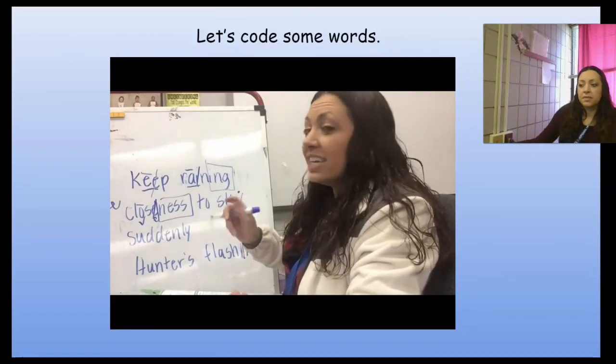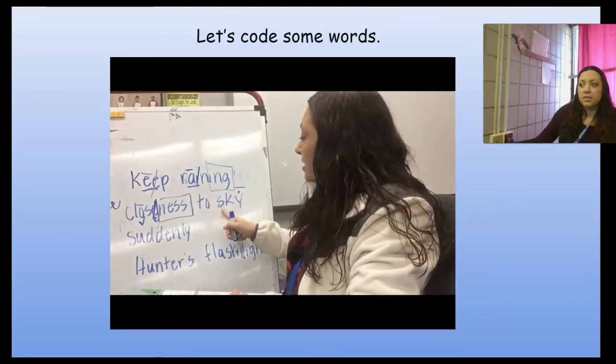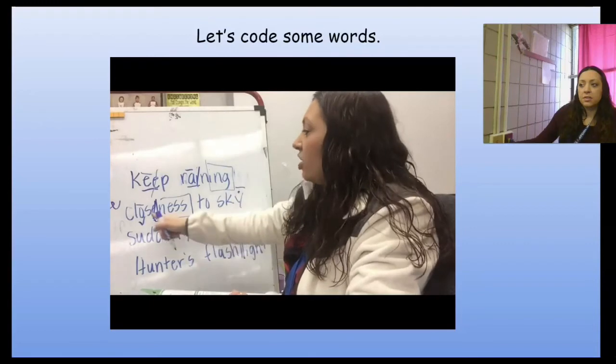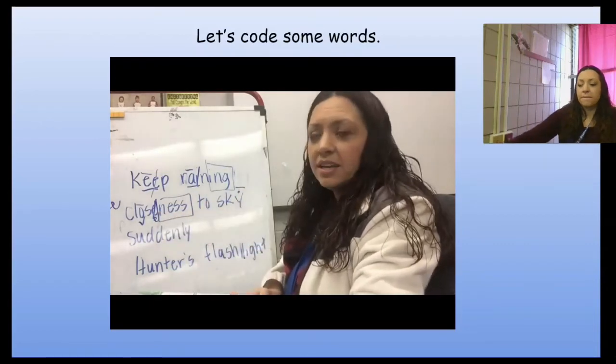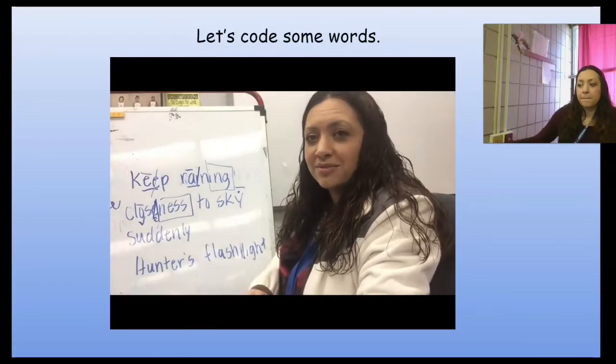That's right. It's usually going to say I. It's going to make that long I sound. So we'd say I, sky. Closeness to sky. And then look at this word. This is a long word, but we're going to break it apart so that we can figure it out. What do you notice about this word?